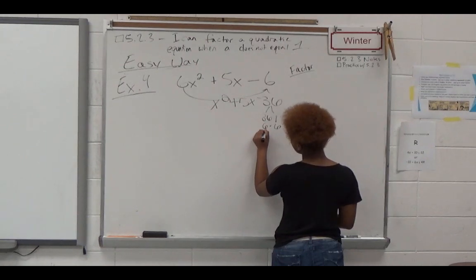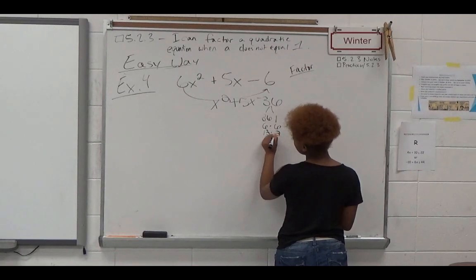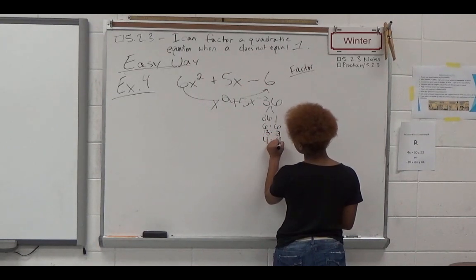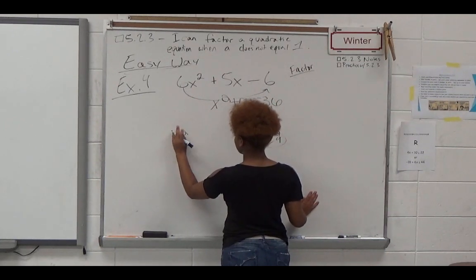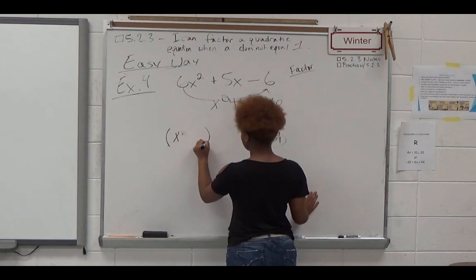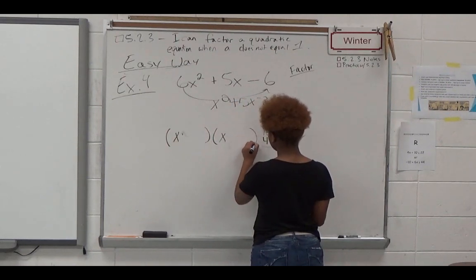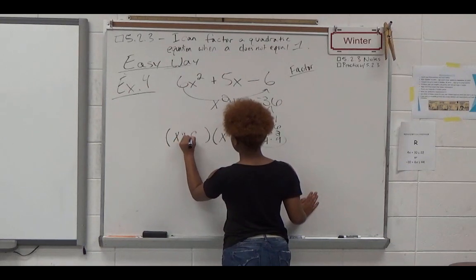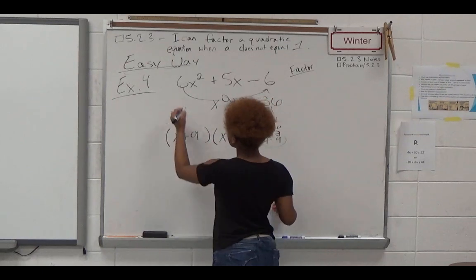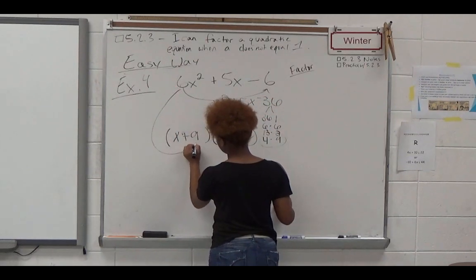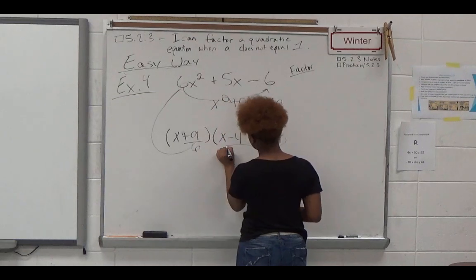What factors are we going to use here? We got 36 and 1. We got 6 and 6. What else equals 36? 4 and 9. Plus 9, minus 4, okay? So now she's dropping down that leading coefficient, dividing by 6.